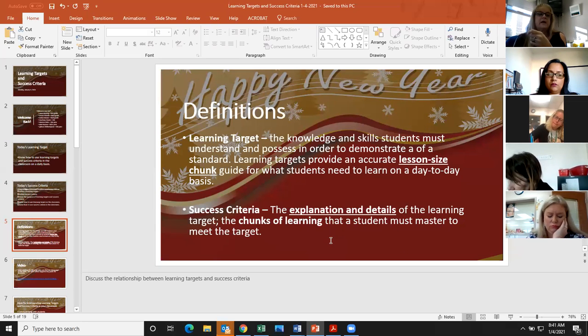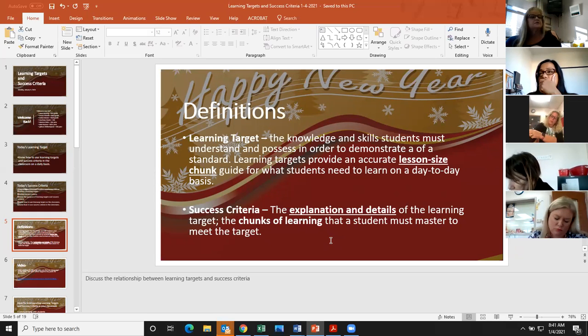And one of you guys said it's kind of an assessment or a checklist or something that the students know in order to master the target. So the relationship is the success criteria is related to the learning target. It's breaking it down a little bit more, breaking down the learning target a little bit more. Ms. Reneska, do you want to add anything to that?